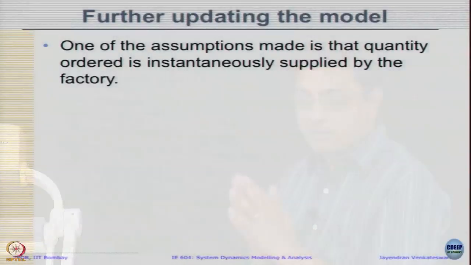Let's further update the model. Again, we've been talking about the retailer. We've been making one fundamental assumption in this. What is it? We assume lead time is 0. As soon as I order, at the end of the day, I check my sales and my desired inventory. Okay, I need 200 kgs. Today's sales have been 20 units extra, so I immediately order. On the next day morning, it is there with us. So that's the assumption that we have made. It's instantaneously supplied by the factory or the distributor or whatever the source, warehouse or whatever you call it.